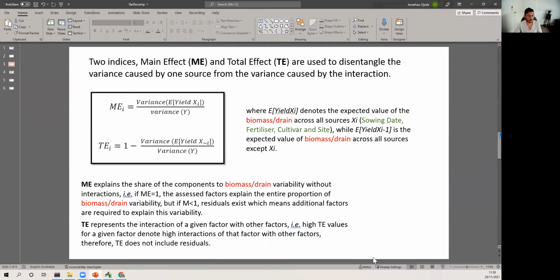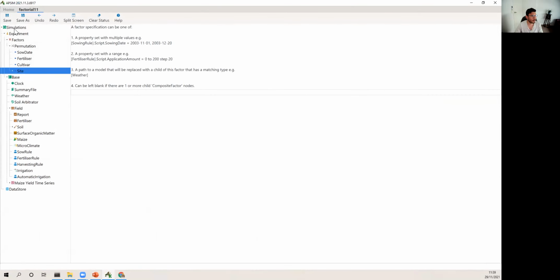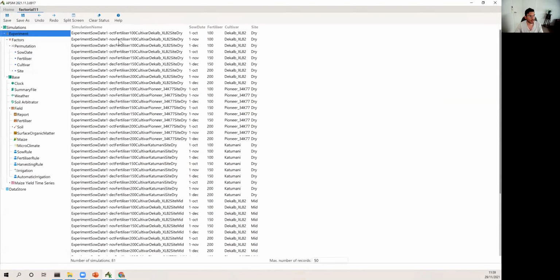Okay, let's go directly to the example. Here we have a simulation. I took basically a factorial from the example folder in APSIM, and I changed the factors to create the experiment that we will need today. So if you look at the experiment, you will see a combination of different sowing dates, fertilizers, cultivars, and sites. So this is a total permutation. So basically all levels of each factor are combined with all levels of the other factors.